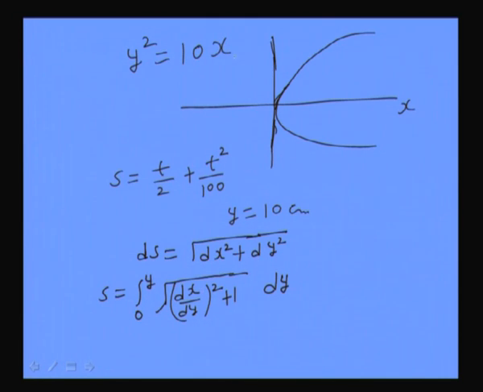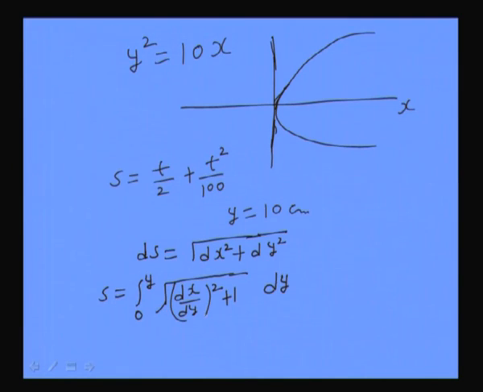dx by dy can be found out from this, because you know x is equal to y square by 10. You can find out (dx by dy) square plus 1, and then you can integrate, and this gives you the expression for s at that point. Then you know that this s is equal to t by 2 plus t square by 100. So solving this equation, you can find out the value of t. As you have found the value of t, you can find out the component of acceleration.